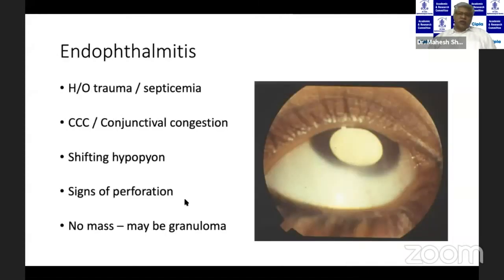Endophthalmitis is also a differential diagnosis of retinoblastoma or leukocoria, but I would look at it this way. Retinoblastoma sometimes can be mistaken as endophthalmitis, and there have been instances where we have gone inside and done a vitrectomy. So that's to be avoided. In endophthalmitis, there'll be history of trauma, septicemia, and usually signs of congestion, signs of inflammation such as corneal congestion, conjunctival congestion, and there'll be shifting hypopyon. In retinoblastoma, the hypopyon does not shift easily because it's composed of larger, thicker cells, and there can be signs of perforation, and there's usually no mass, maybe a granuloma. For instance, this is an eye which has retinoblastoma with complete vitreous seeds, which mimics endophthalmitis. You can see how quiet the eye is. This is how you differentiate an endophthalmitis from a retinoblastoma.